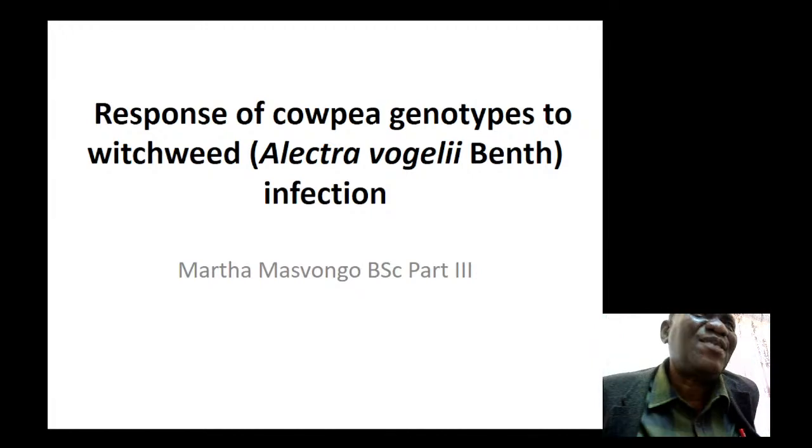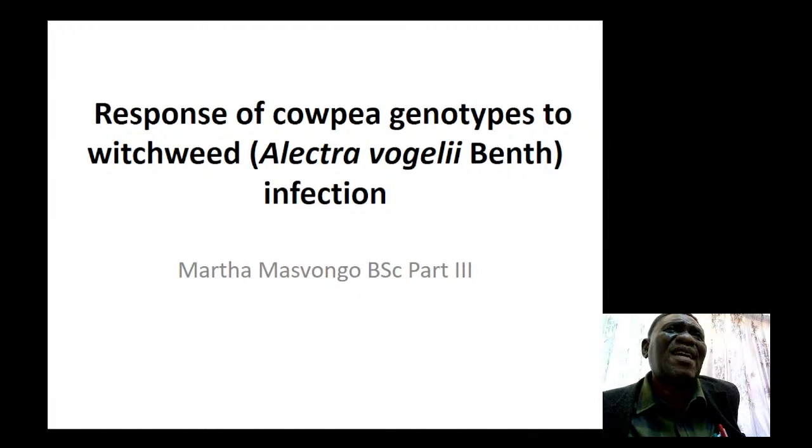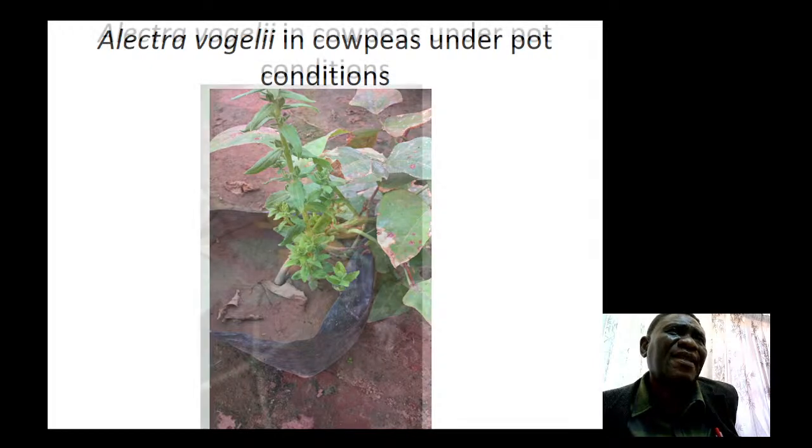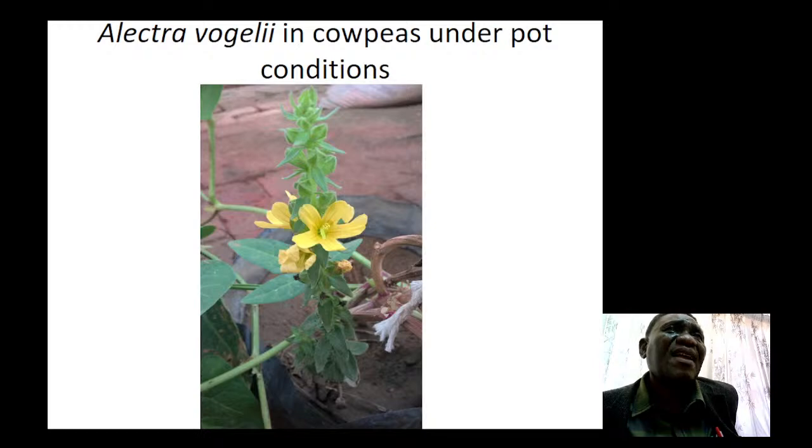There's a BSc student who also tried to screen a lot of genotypes to which we direct Electra. So you can see the effects of Electra on cowpeas. You can see the leaves are dying. This is Electra in pots.